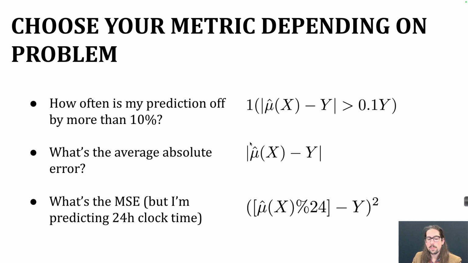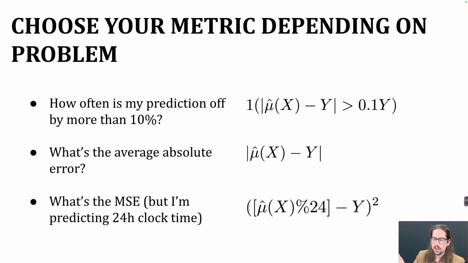Okay. Or maybe you're interested in the absolute error instead of the squared error. So then just look at the absolute error. Or maybe here's an interesting example, where let's say you're predicting a clock time, like hours. And your regression model, however, the output is not going to be bounded necessarily between 0 and 24 hours. Maybe your regression output will give you 25 hours, or your output might be -1 hours, because it's just a line, right?